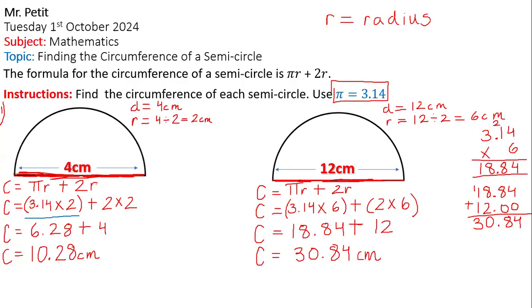So, Mr. Petit, the reason we are adding the extra 12 or 4 cm, which is the line, is because the line is part of the circumference, right? Yes. All right, thank you. Very good point.